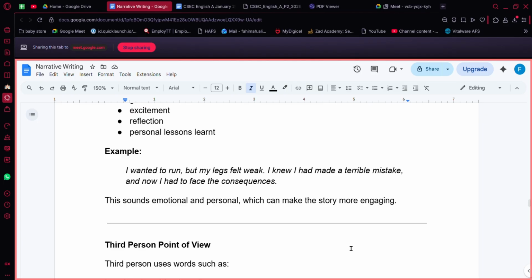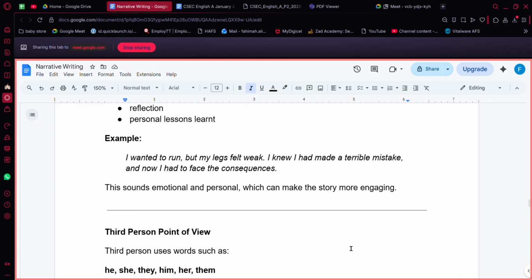I knew I had made a terrible mistake and I now had to face the consequences. In a first person perspective story, you only know that about yourself or your main character. You don't know that about John's character. So this sounds more emotional and personal, which is why people tend to write first person stories more.